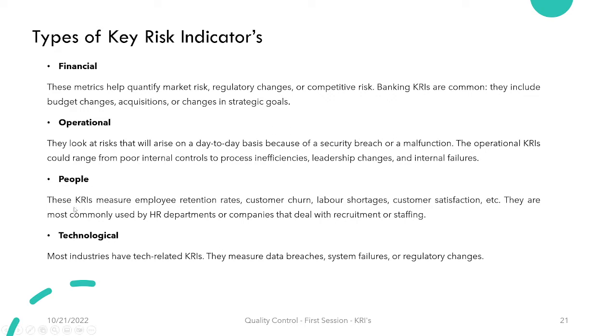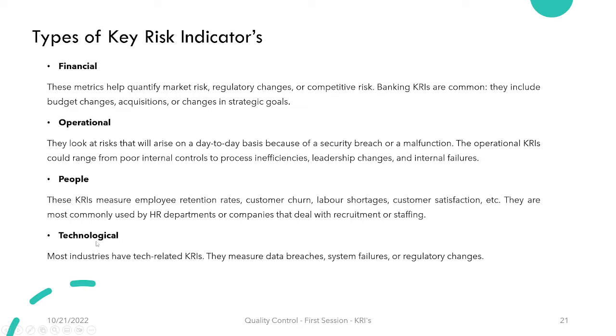Number three is people. People KRIs. These KRIs measure employee retention rates, customer churn, labor shortages, customer satisfaction, etc. They are most commonly used by HR departments or companies that deal with recruitment or staffing. So the recruitment department or HR department, they are using type 3 of key risk indicator, which is people key risk indicators.